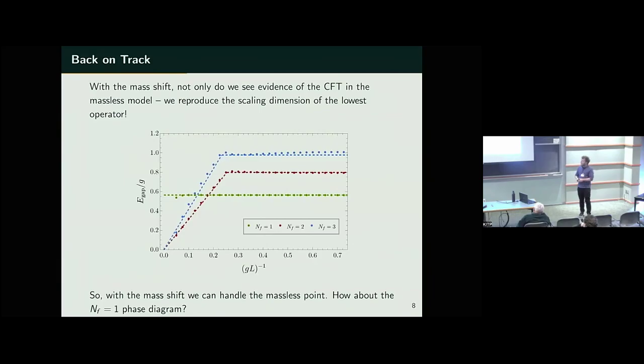What about the NF equals 1 phase diagram? Of course, Grisha told you lots about this yesterday, so I won't spend much time on it. But I just want to go over sort of the methods we can use for that and how the mass shift influences it, because that will be important for the 2-flavor story I tell you next.